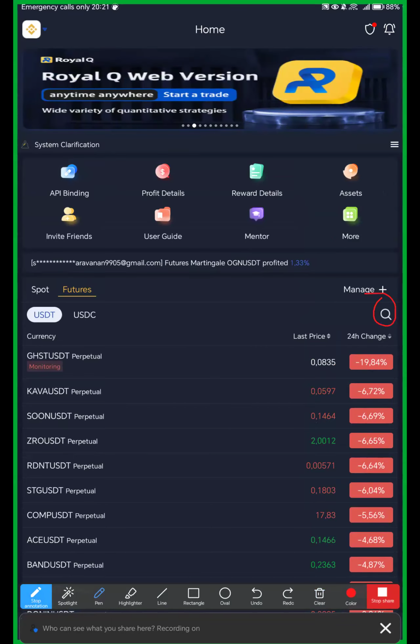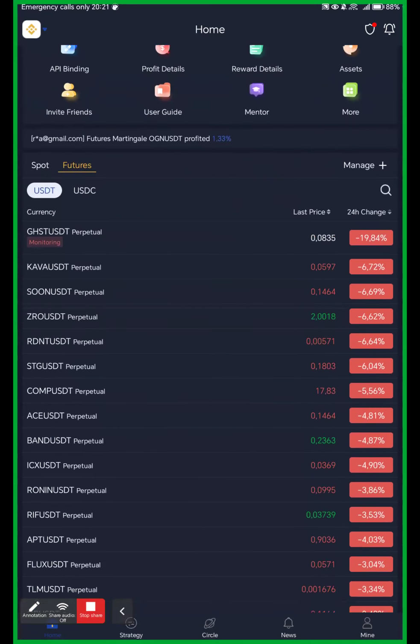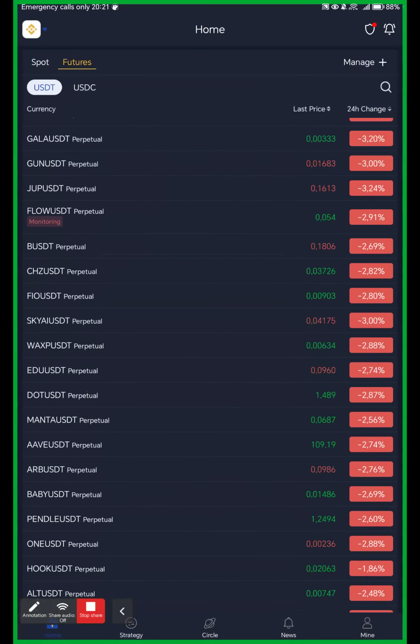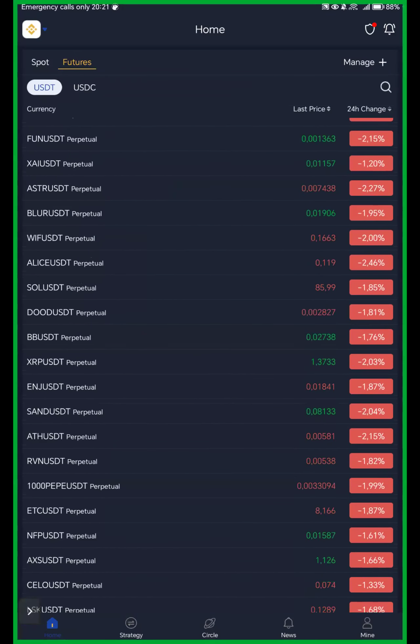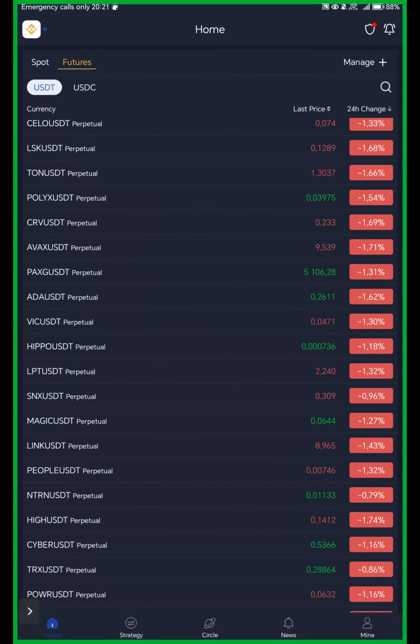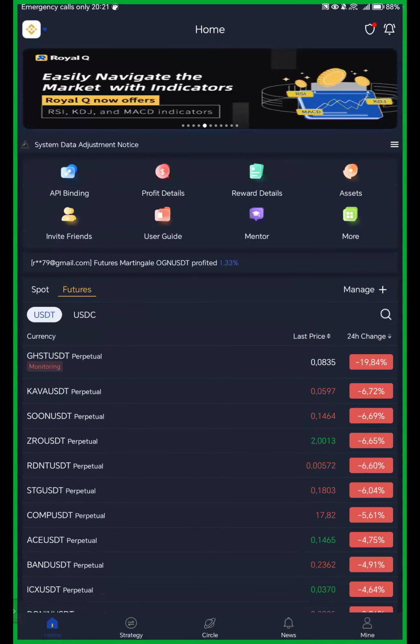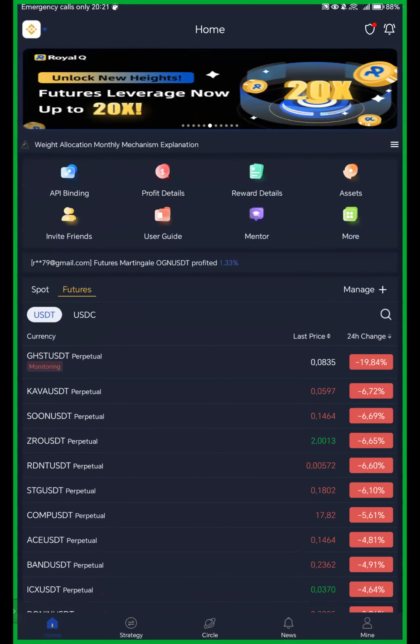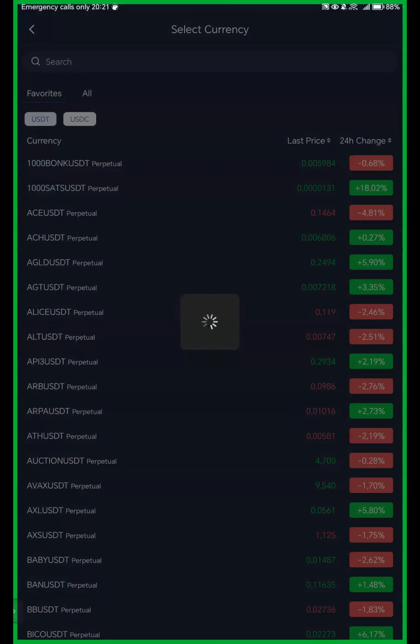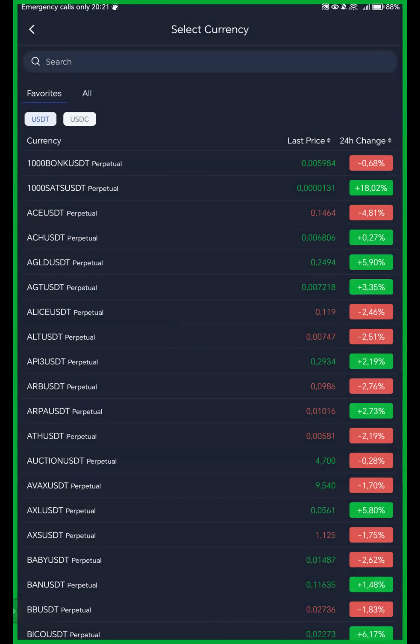For example, I want to look for Bitcoin. I don't want to scroll and try to find out where Bitcoin is. Where is Bitcoin? I am wasting time, right? So I'm going to tap here on the search button. It is going first to show me coins that are under my favorites.